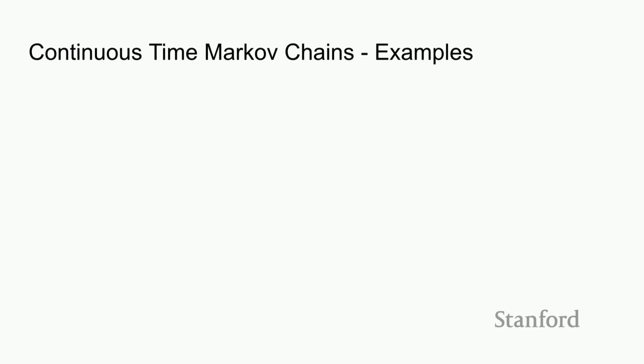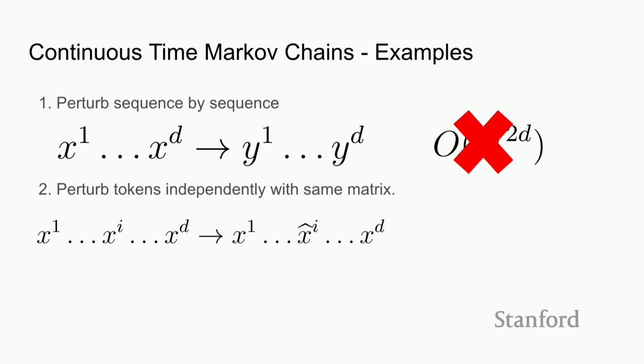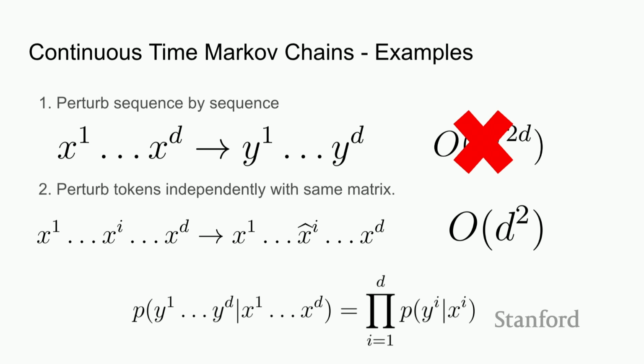We have this continuous time Markov chain setup, and generally, when we're looking at sequences, the idea is instead of perturbing from sequence to sequence, which would be very expensive because we'd have to consider the transitions between our sequence and any other sequence, and this is computationally intractable, we instead go from token to token. So we just flip one token at a time. As such, this is O(d squared) because we only have to consider one token. And because of this, our overall transition between sequences becomes transitions between tokens. So it factorizes, basically.